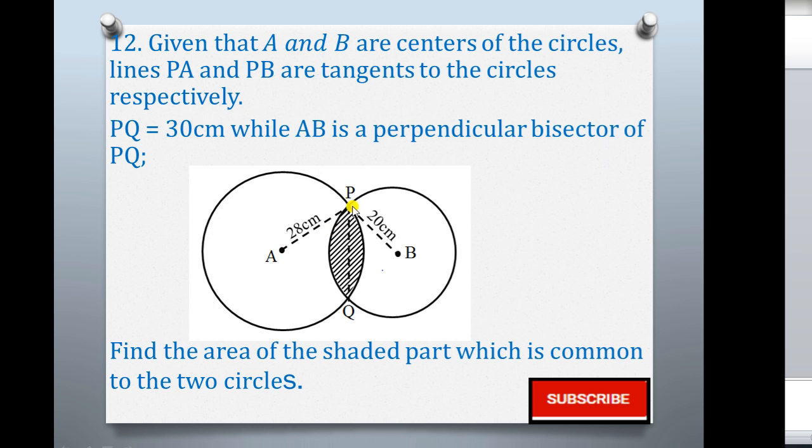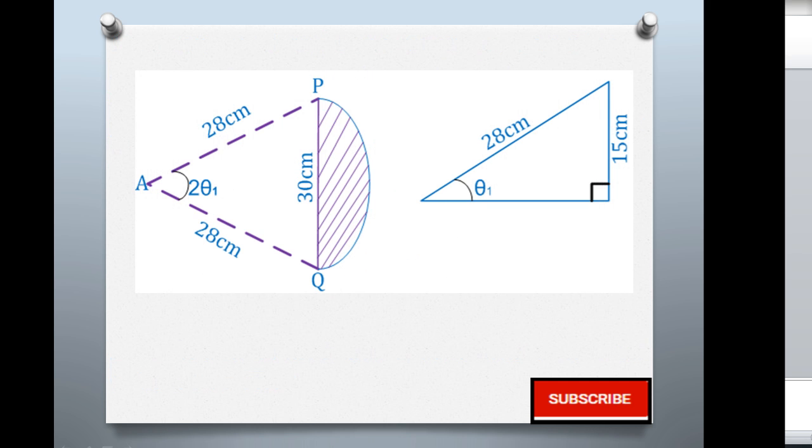If this distance AP is 28, automatically distance AQ is also going to be 28, because they both represent the radius of the bigger circle. Then they gave us distance PQ as 30 centimeters. So that is what you see represented here. And the other section that was shaded, which was cut off by the bigger circle, is this section here. Now you're going to realize that we're required to look for this angle here.